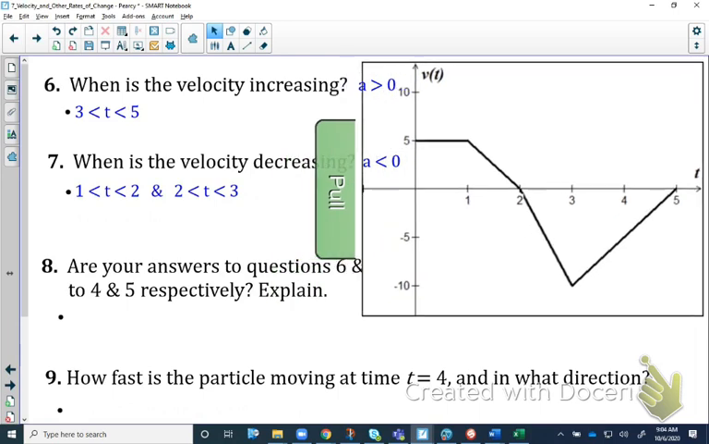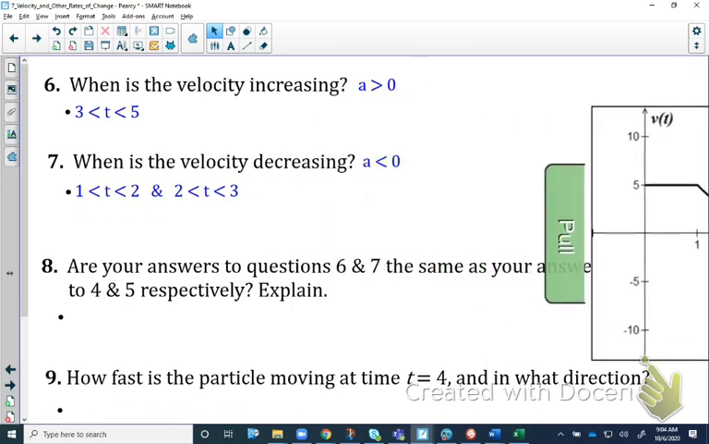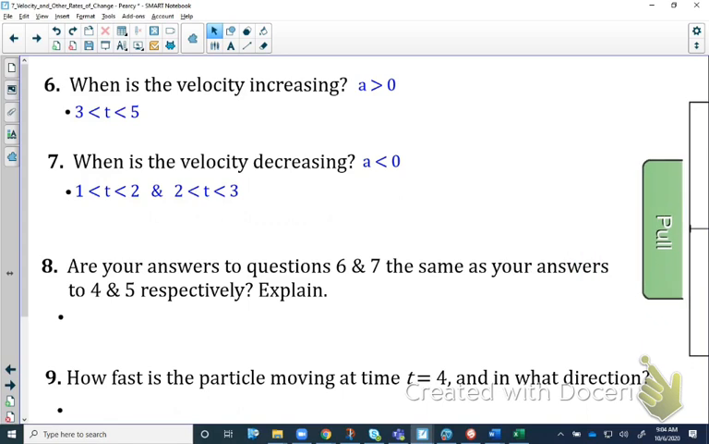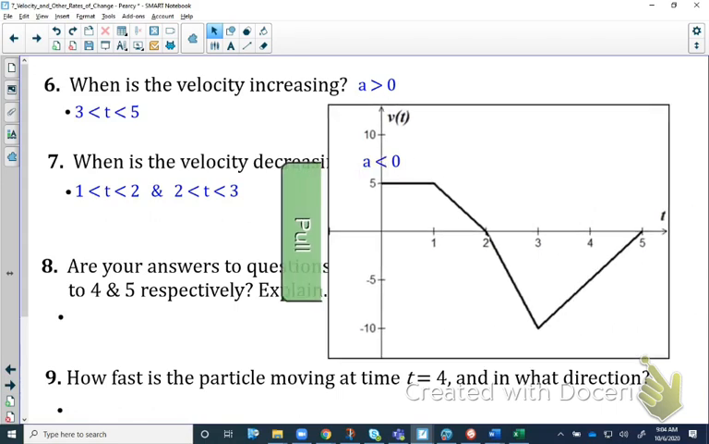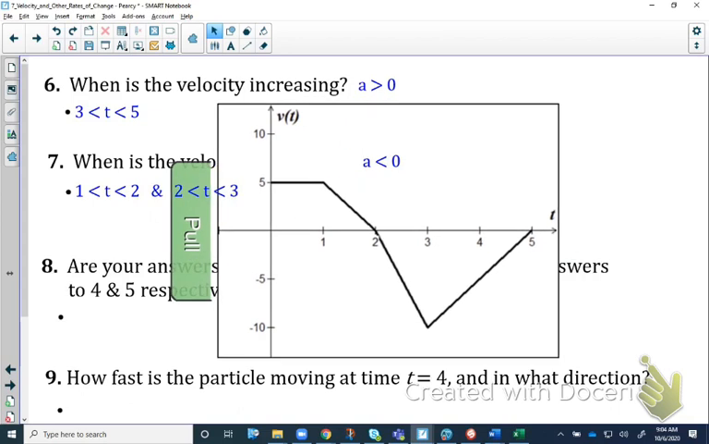So looking at the next bit here, are your answers to questions 6 and 7 the same as your answers from 4 to 5? Now, on your notes, you probably need to go back and take a look at it. But here, what we're going to say is that, where did I have it? I guess I didn't type it up. So here, the acceleration and velocity, no, they're not going to have the same. And unfortunately, I apologize, I don't want to flip back and try and see what those were.